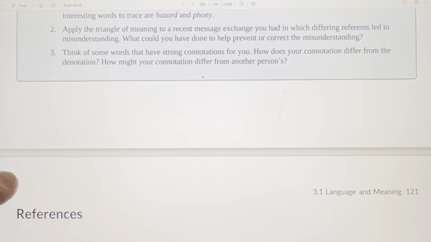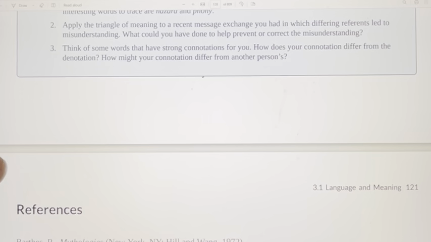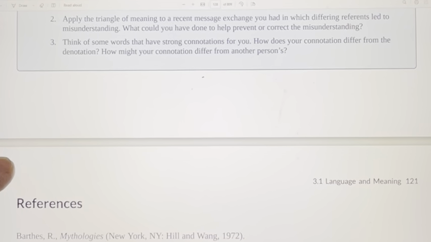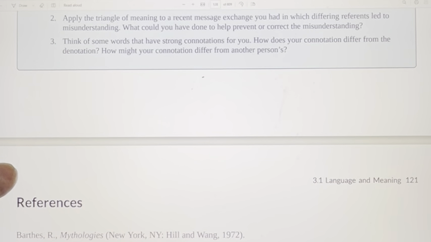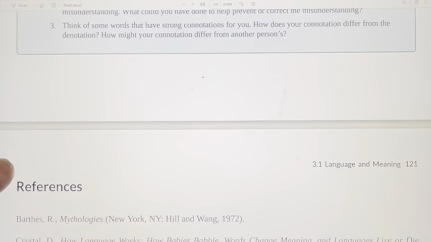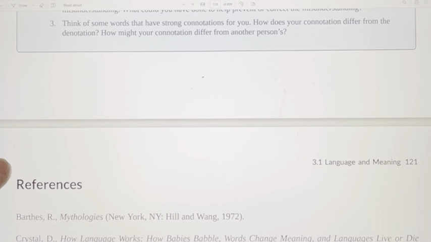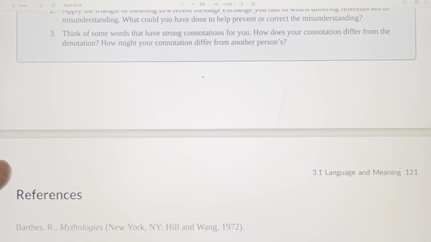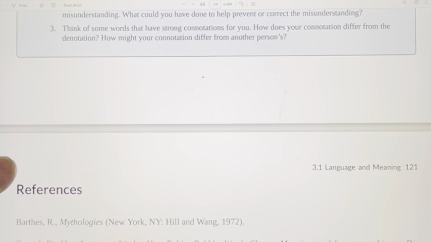Apply the triangle of meaning to a recent message exchange you had in which differing reference led to misunderstanding. What could you have done to help prevent or correct the misunderstanding? Think of some words that have strong connotations for you. How does your connotation differ from the denotation? How might your connotation differ from another person's?